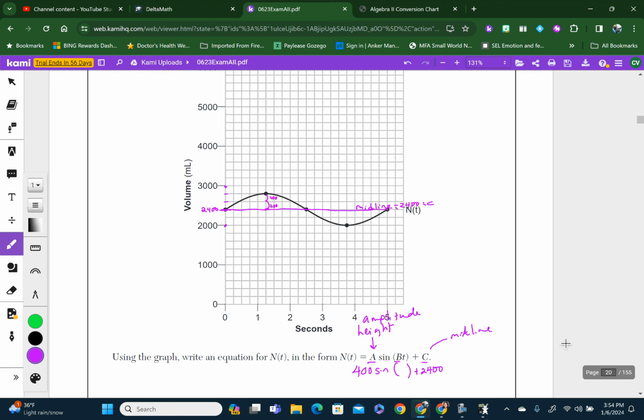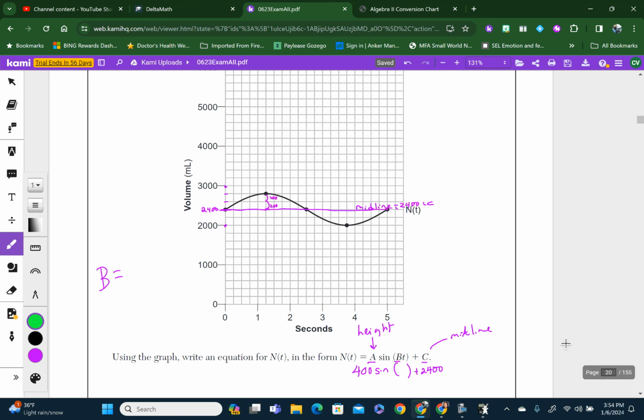Okay. And then our B. So our B is this. Okay. A B is equal to, there's a formula. And so what we have to do is figure out how long is it going to take. Let me just go ahead and erase this. How long is it going to take to make a full cycle?